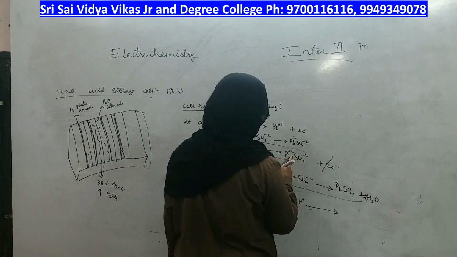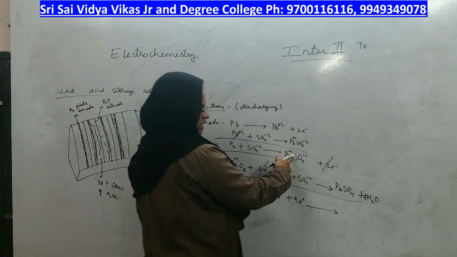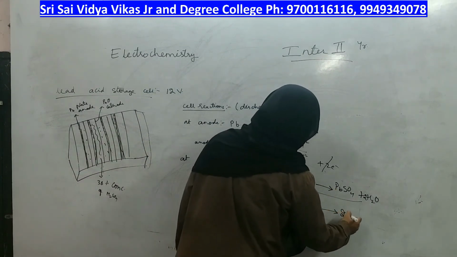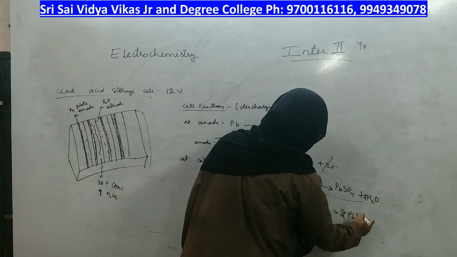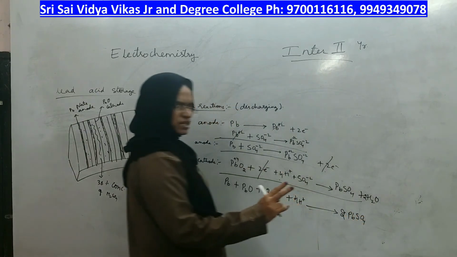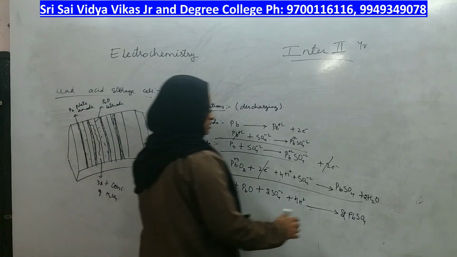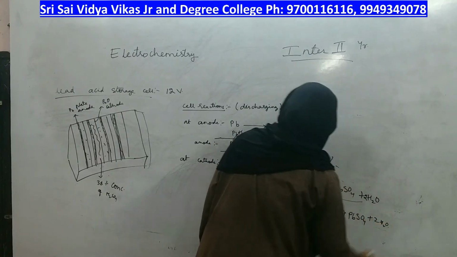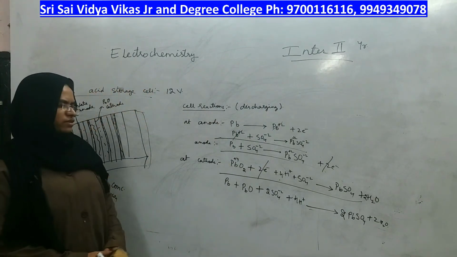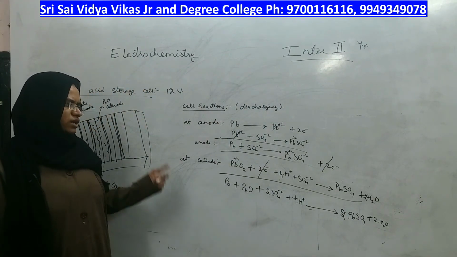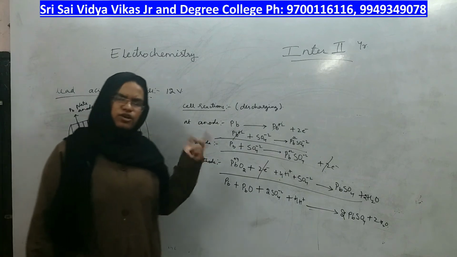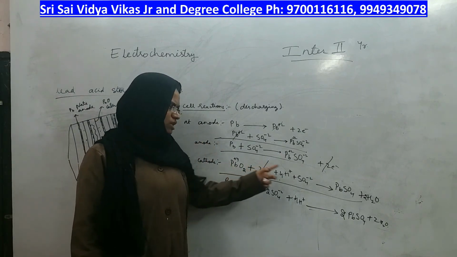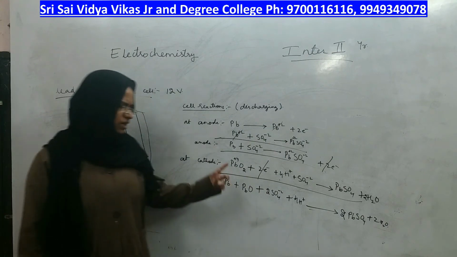Coming to other side, how many lead sulfate? One formed at anode, another lead sulfate formed at cathode. Both of them were forming lead sulfate only. So, 2 lead sulfates are formed in the final reaction and 2 H2O. This is the final reaction of the battery whenever you are using the battery. After oxidation also you are getting lead sulfate, and after reduction also you are getting lead sulfate, right.